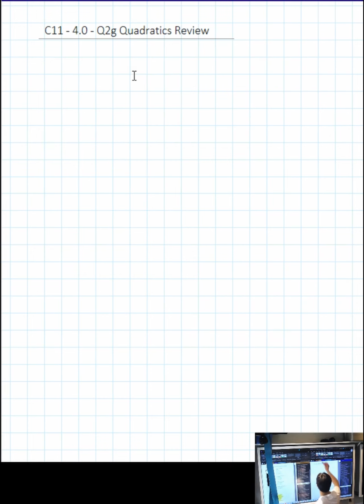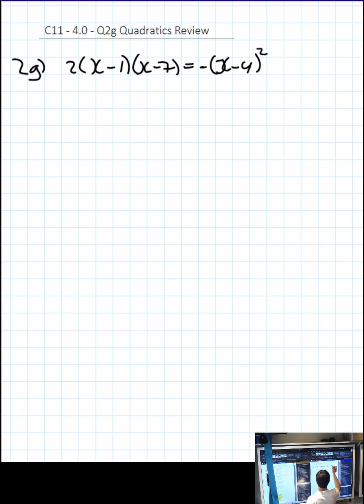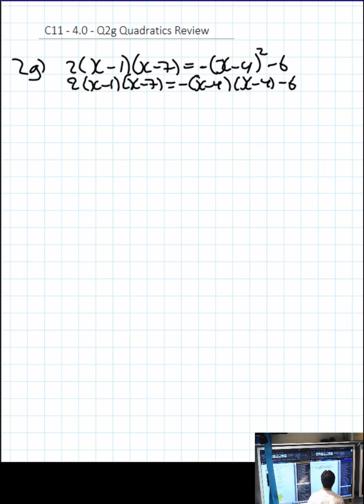Awesome. Okay, we have 2g. So we have 2(x minus 1)(x minus 7) equals negative (x minus 4) squared minus 6. So if we take this and rewrite the left-hand side, 2(x minus 1)(x minus 7) equals negative. Now squared means x minus 4 times x minus 4. So we're going to say (x minus 4)(x minus 4) minus 6 still. Good. So let's start skipping a line just because it might get a little bit messy.